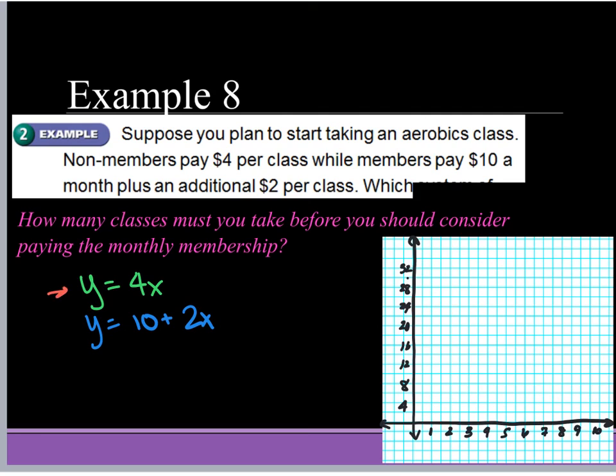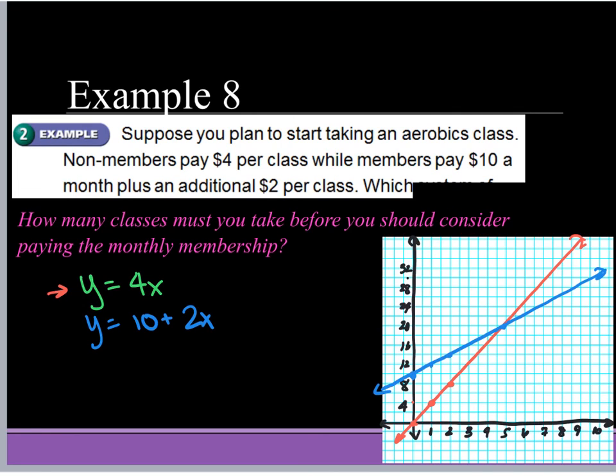So I'm going to start off by graphing y equals 4x. So we start out at 0. We're going to go up 4 over 1, up 4 over 1, and I'm going to connect those points right now. Next, I'm going to graph the equation y equals 10 plus 2x. So I'm going to start out at 10, which will be right here. And here we're going to go up 2 over 1, up 2 over 1, and I'm going to connect those points real quick.